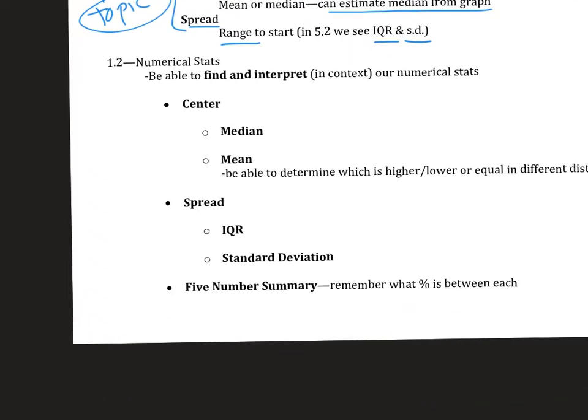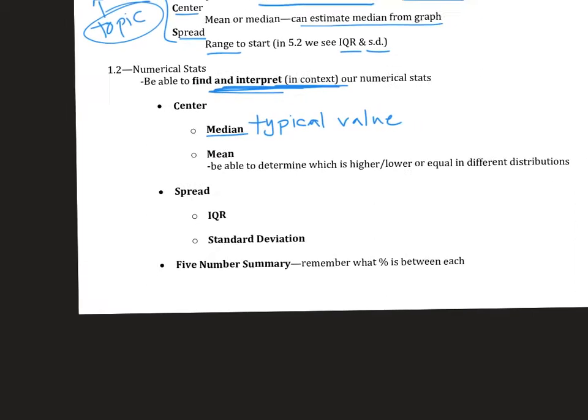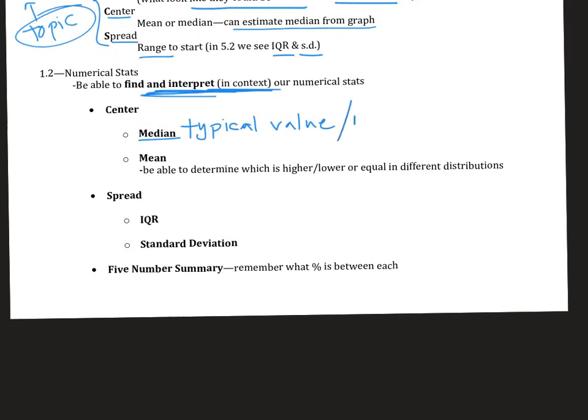All right, so let's talk about how we find all of these numbers. The numerical stats, be able to find and interpret in context. To find the center, you can use the median. And remember, the median is the typical value. We talk about the median household income. The median is, of course, in the middle. Is the median resistant to outliers? Yes, it is. It's resistant to outliers.